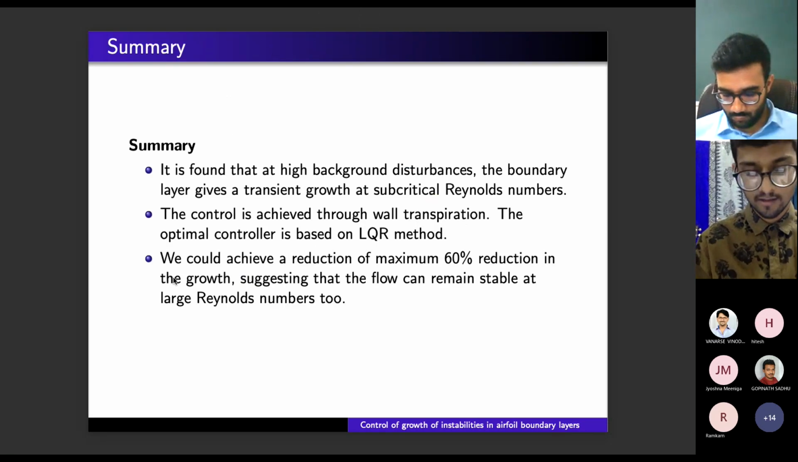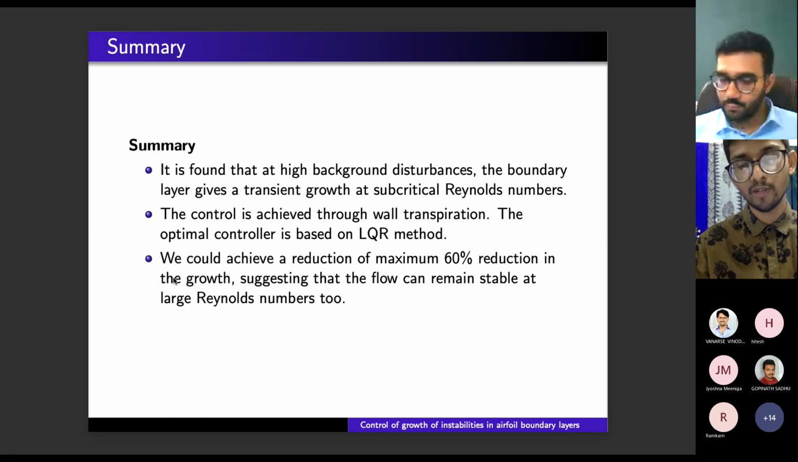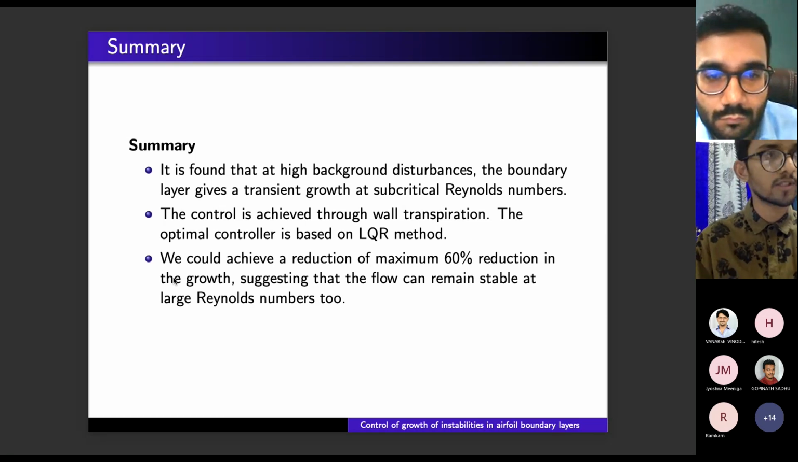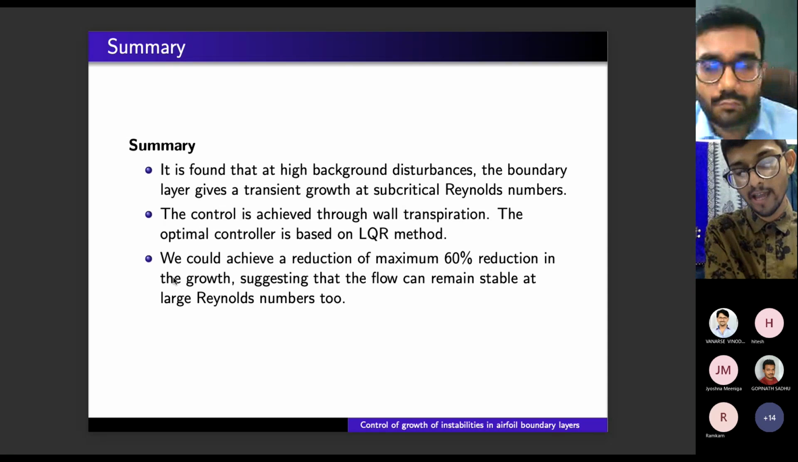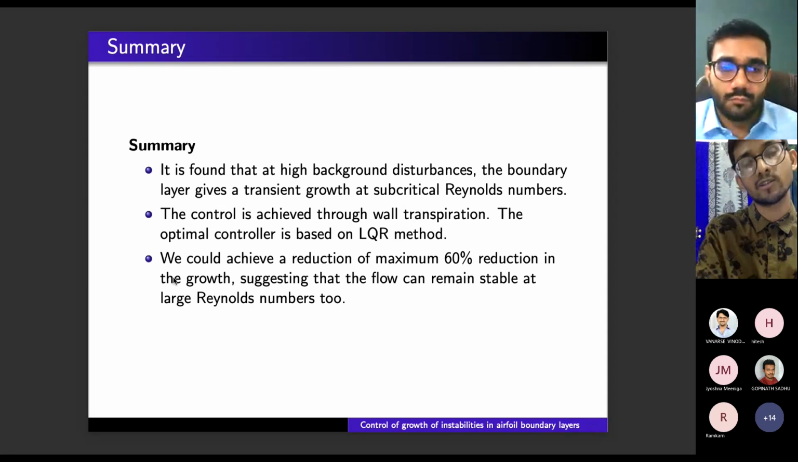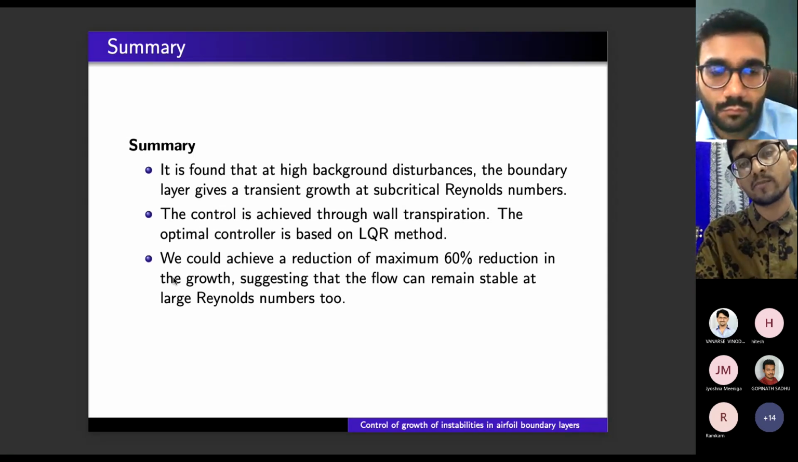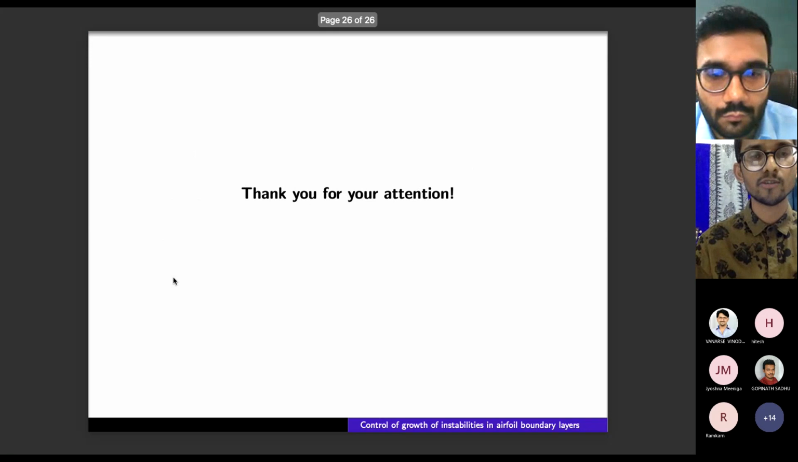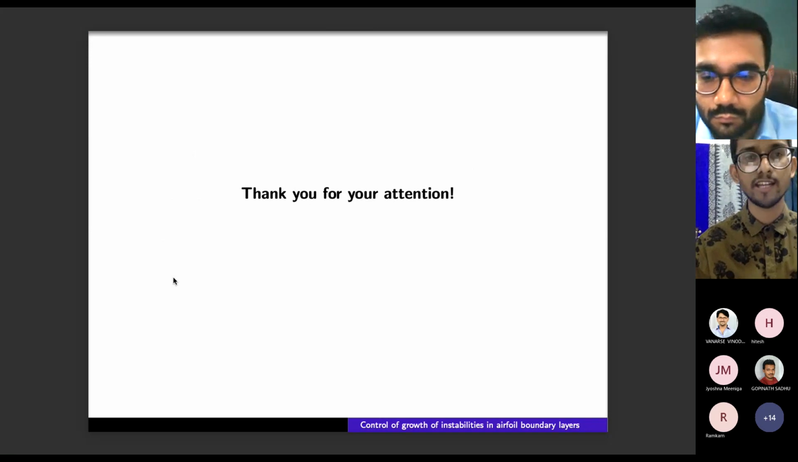To summarize, we saw the base flow for the airfoil boundary layer by approximating the base flow using the Falkner-Skan boundary layer flows. We looked at the non-modal growth, and we incorporated the LQR-based controller, achieving a maximum of 60% reduction. So that's all for the talk today, and thank you so much for your attention. I would be happy to take any questions.